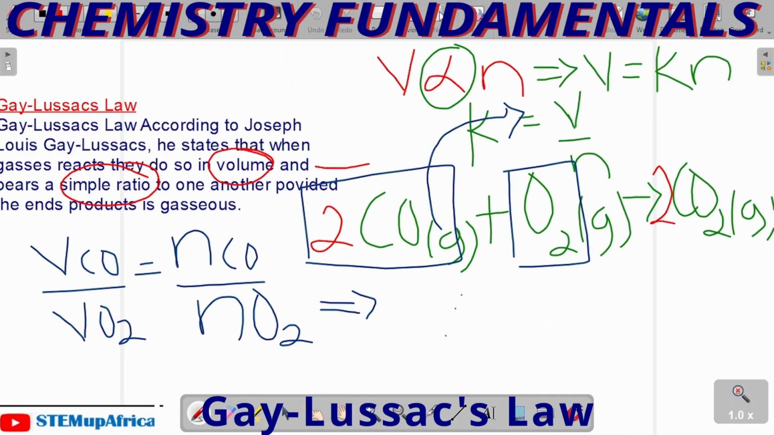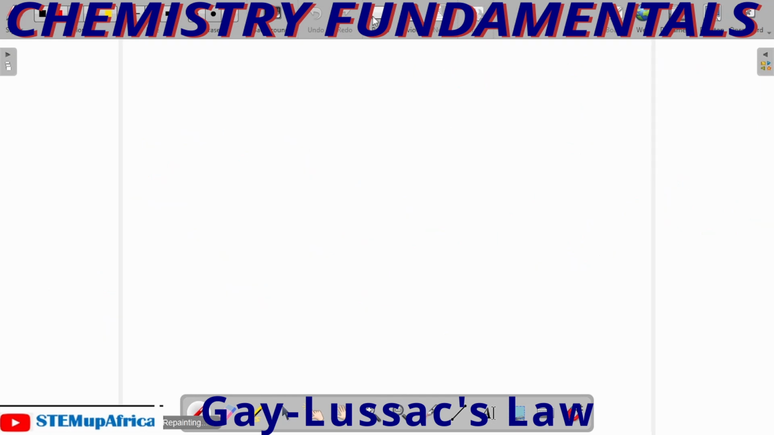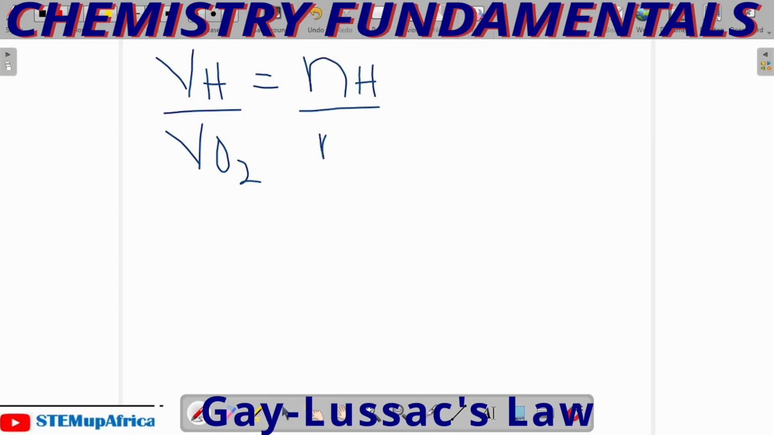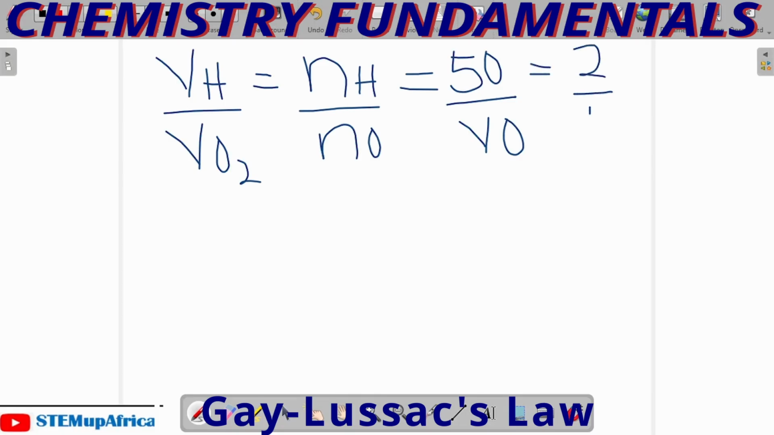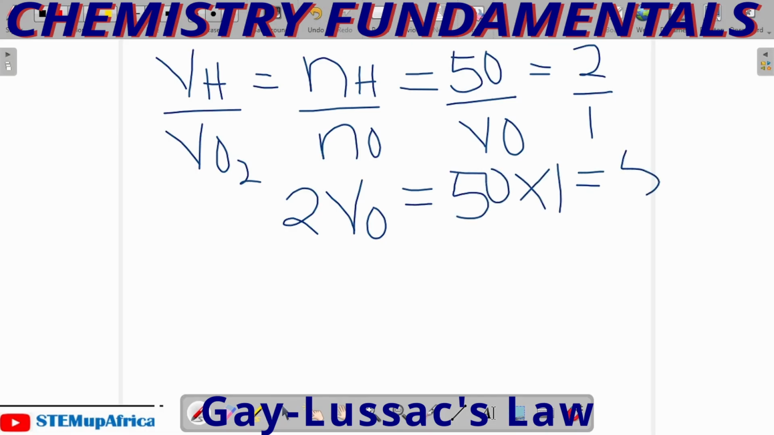I'm going to have volume of hydrogen that reacted over volume of oxygen that also reacted is equal to the mole ratio of hydrogen over the mole ratio of oxygen. The volume of hydrogen that took part in the reaction is 50, over the volume of oxygen that reacted. The mole ratio of hydrogen is 2, the mole ratio of oxygen is 1. If we cross multiply, we have 2 times the volume of oxygen equals 50 times 1, which is 50.